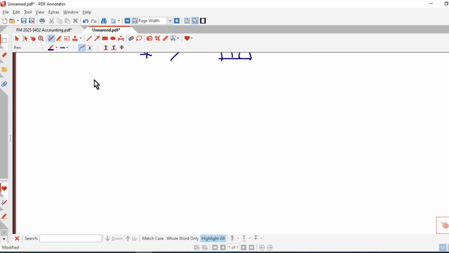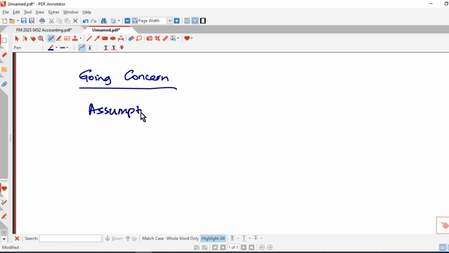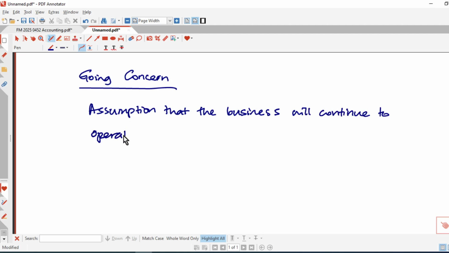The second accounting principle I would like to talk about is going concern. Now, going concern, this is technically an assumption, right? It's an assumption that the business will continue to operate for the foreseeable future.